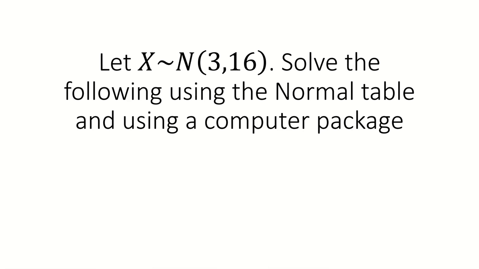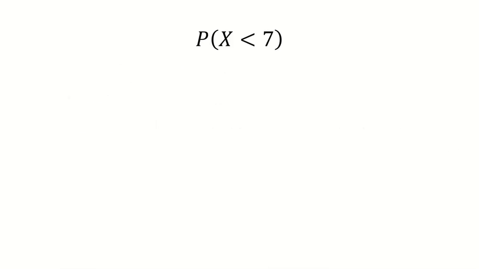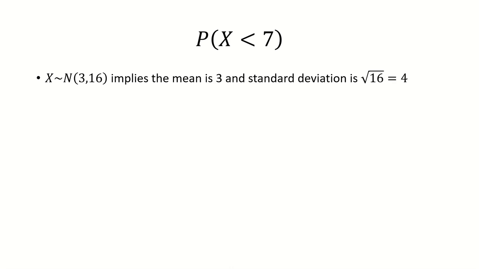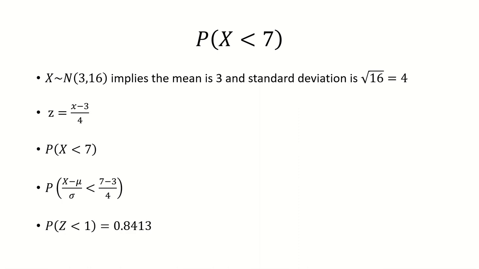Let x be normally distributed with a mean of 3 and variance of 16. Let's solve the following problems. First, let's find the probability that x is less than 7. So we're going to find the z-score first, and we're going to take (x minus 3) over 4. That's going to be our z. And we're going to plug in 7 for x to get (7 minus 3) over 4, which is 1. So this is the same thing as just finding the probability that z is less than 1, which is 0.8413.